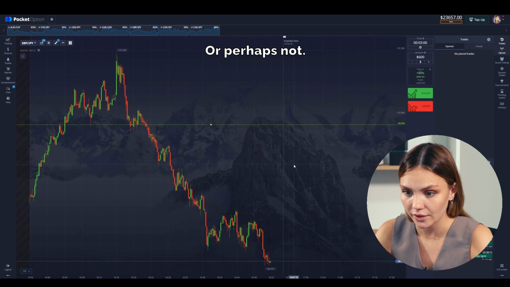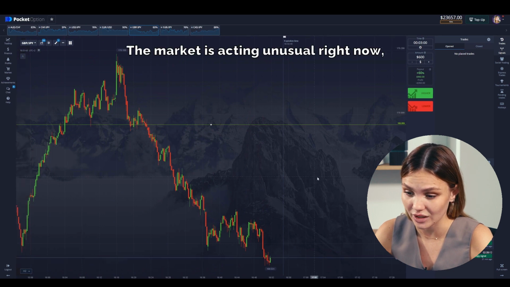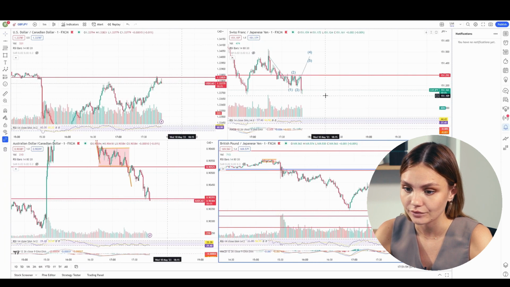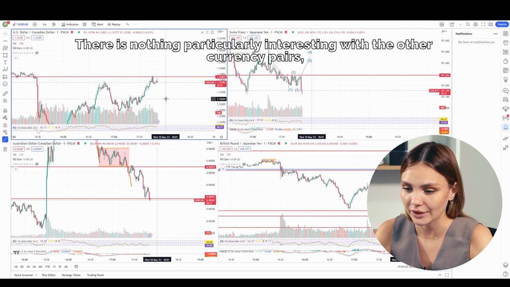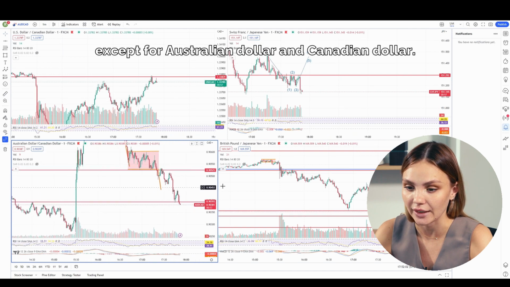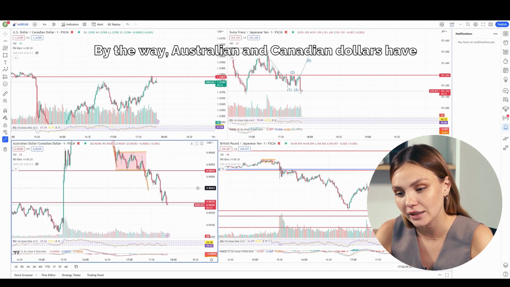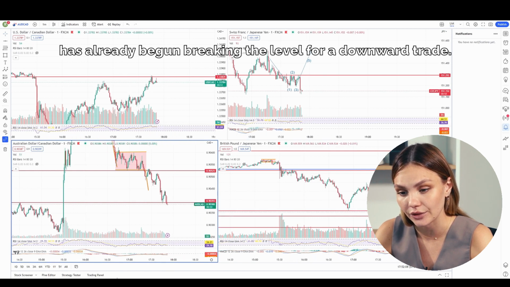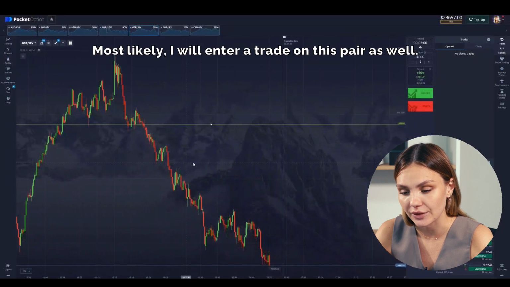Or perhaps not. The market is acting unusual right now, making it very challenging to find suitable opportunities. There is nothing particularly interesting with the other currency pairs except for Australian dollar and Canadian dollar. By the way, Australian and Canadian dollars has already begun breaking the level for a downward trade. Most likely I will enter a trade on this pair as well.